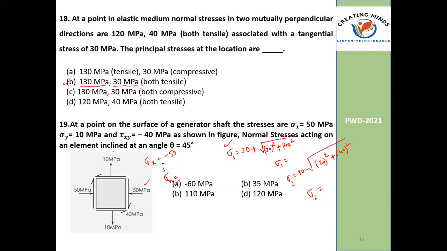If you see sigma y, what is sigma y? Plus 10. So now if you see this, how much are you getting? Minus 50 plus 10, minus 40, by 2 is minus 20. Right? Minus 20. Yes.